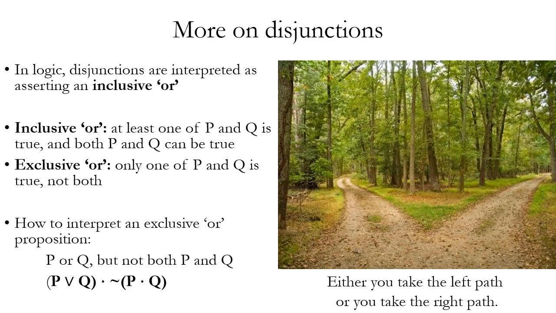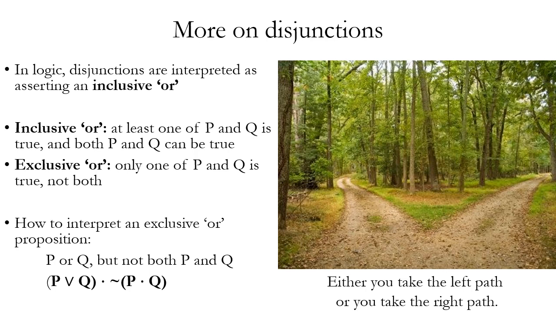So because we're interpreting or inclusively, we cannot directly capture the exclusive meaning of or just with the wedge operator. However, there is a way of interpreting the exclusive or using the notation that we're using. So if we're using only capital letters to represent simple propositions, if we have an exclusive or P or Q, we can write it out as P or Q, but not both P and Q. The key idea is that P or Q is true and not both of them are true. One is true, the other is false.